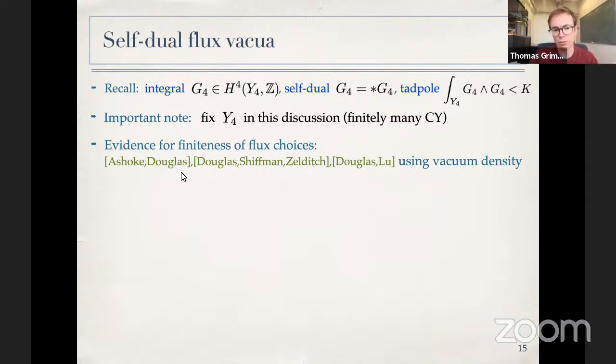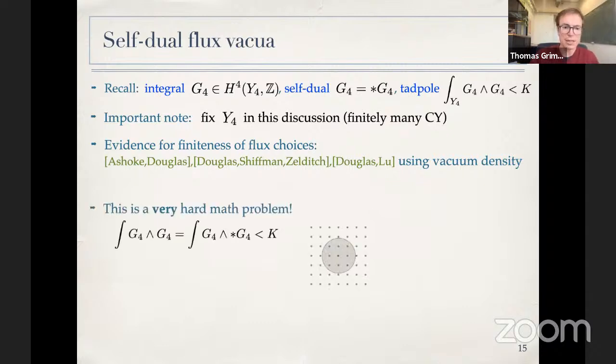But to be fair, these were rather crude approximations to the actual numbers. I mean, no one knows how to determine the precise number. And in fact, what I'm saying is that not even the finiteness was definitely shown. So why is this a very, very hard mathematical problem?